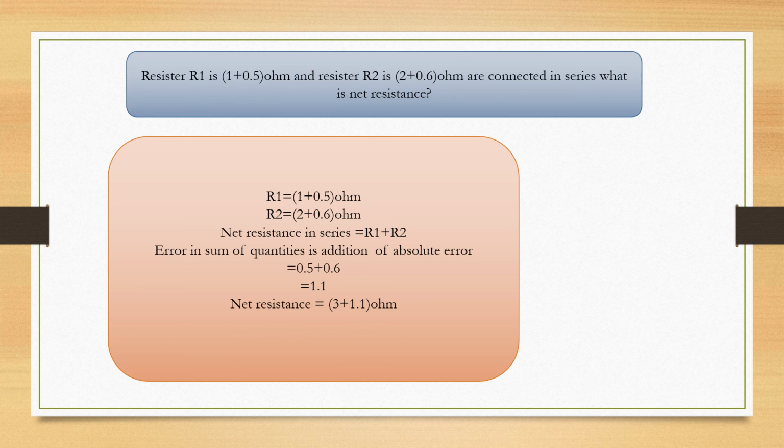The net resistance: R1 equals 1 and R2 equals 2, so 1 plus 2 equals 3, and the resultant error is plus or minus 1.1 ohm.